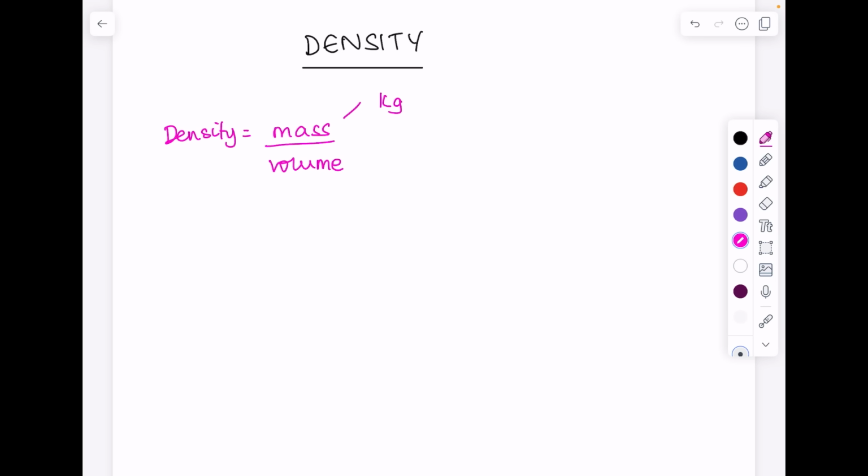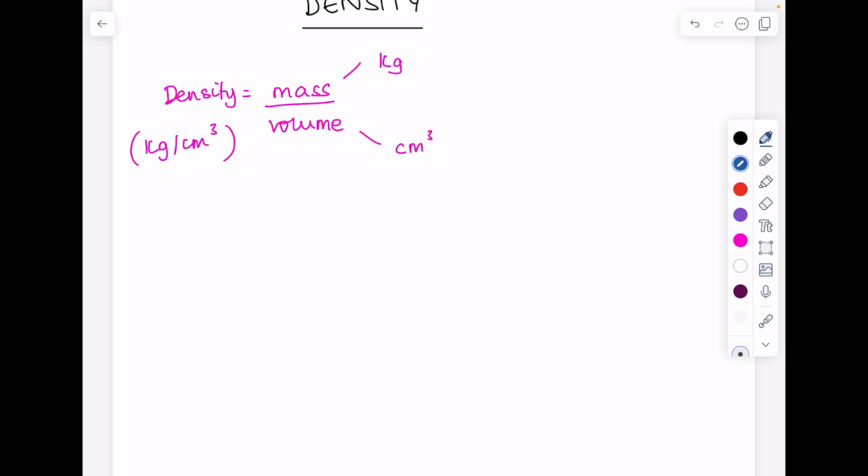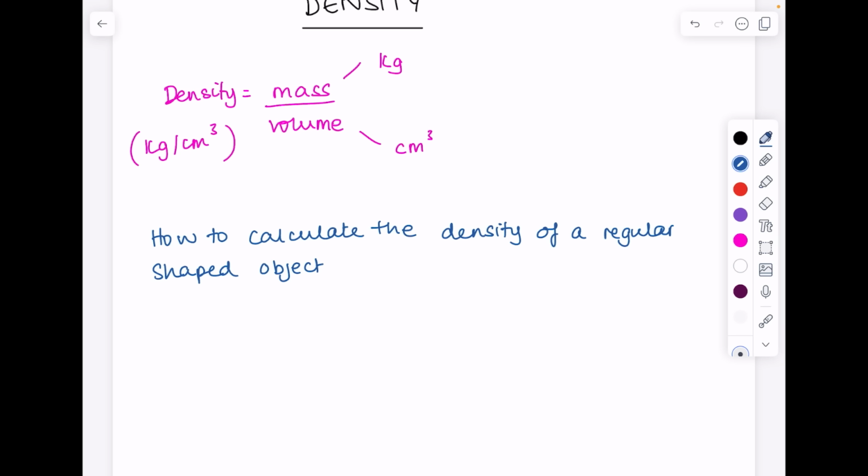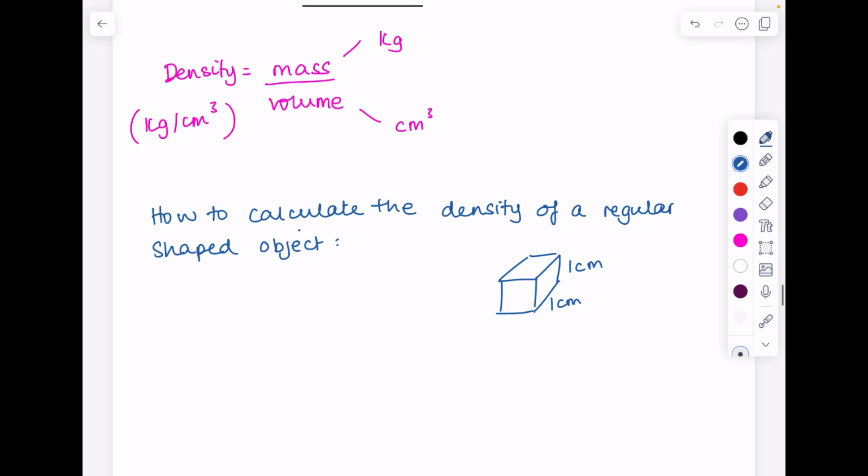Volume can vary. If the question says centimeters cubed, then the unit of density is kilograms per centimetre cubed. Use this equation when you're asked how to calculate the density of either a regular or irregular shaped object. So, how to calculate the density of a regular shaped object, such as a cube. We know that the equation for density equals mass divided by volume.